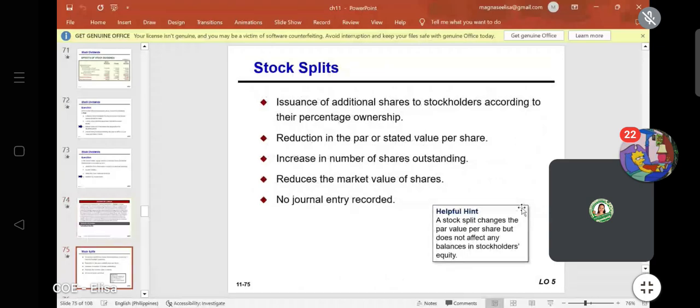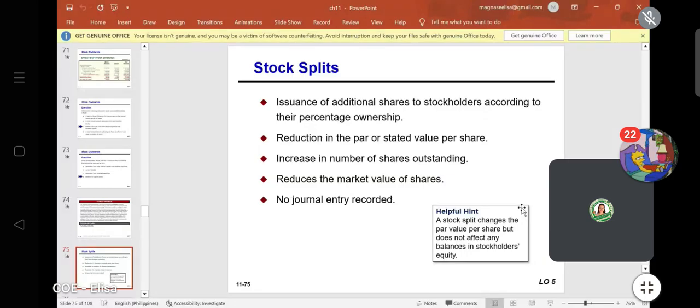Now, stock splits. The purpose is issuance of additional shares to stockholders according to their percentage ownership, reduction in the par or stated value per share, and an increase in the number of shares outstanding. It reduces the market value of shares, and no journal entry is recorded. So you should understand this.